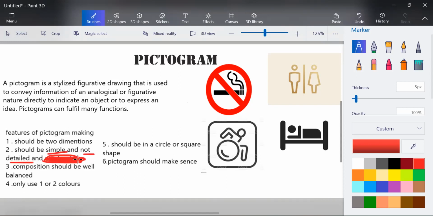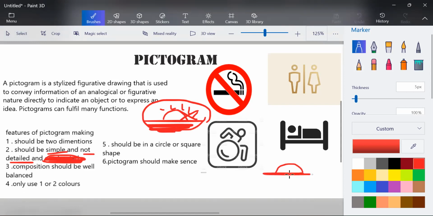Okay, so if I am to represent a sun with the proper shading, I'm not going to represent it like this. This will not be a pictogram. I'll represent it like this: 1, 2, 3, 4, 5. With minimalistic drawing, we create a pictogram.